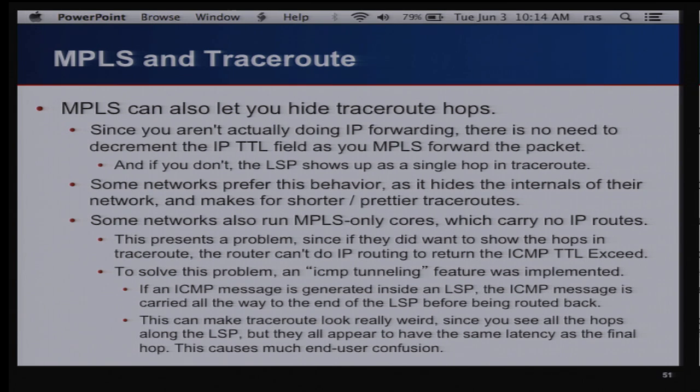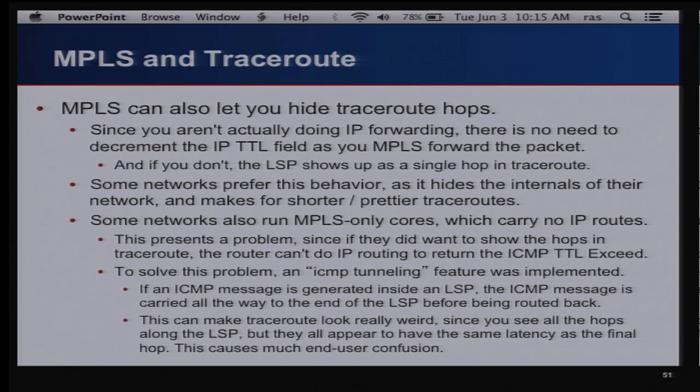There's a few things about MPLS and traceroute that everyone needs to be aware of. One of the features that MPLS is known or renowned, or maybe not liked, for is the ability to hide traceroute hops. So remember, you're not actually doing IP forwarding. When you're moving a packet through an LSP, you're just doing label switching. So there's no need technically to decrement the IP TTL field. And so you could have your entire LSP show up as one router hop instead of however many it needs to go through. There's a lot of networks that actually prefer this.